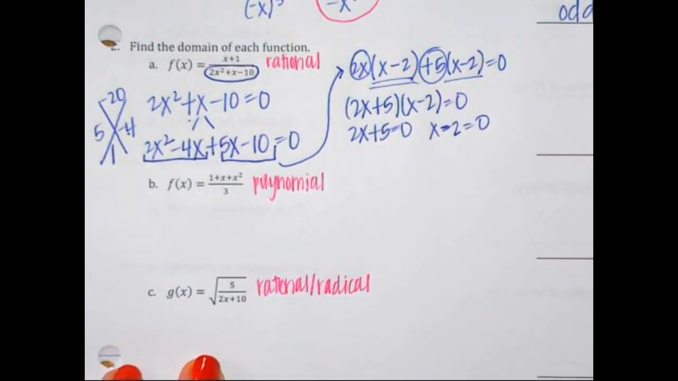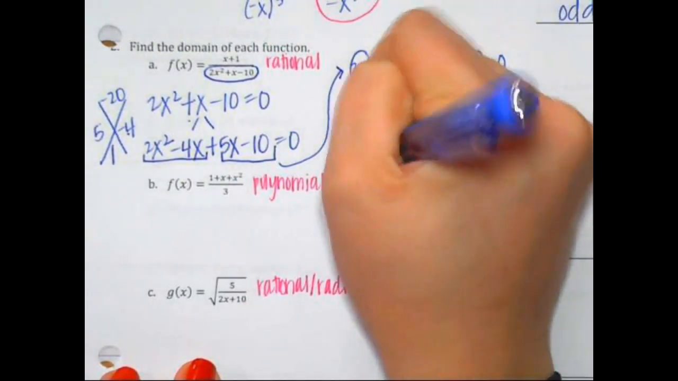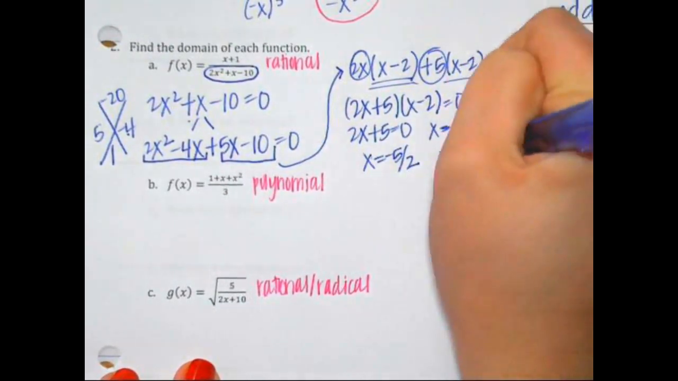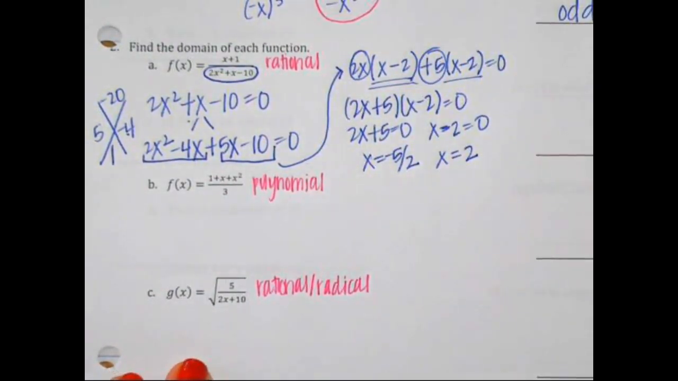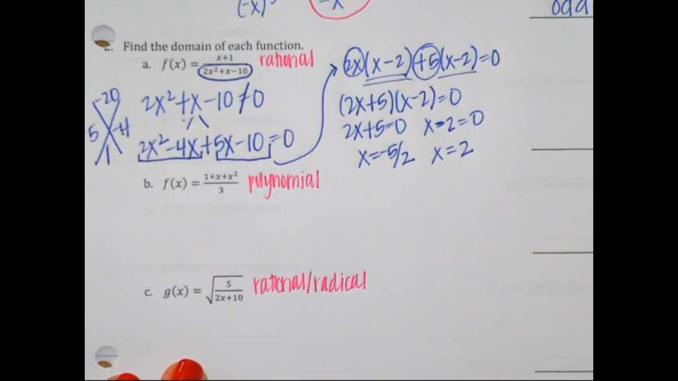And then solve for x. So we're going to subtract 5 and divide by 2, which gets me negative 5 halves. And then add 2 and we get positive 2. Now remember, these are the excluded values because we don't want the denominator to be equal to 0. So x can't be equal to negative 5 halves and it can't be equal to 2.